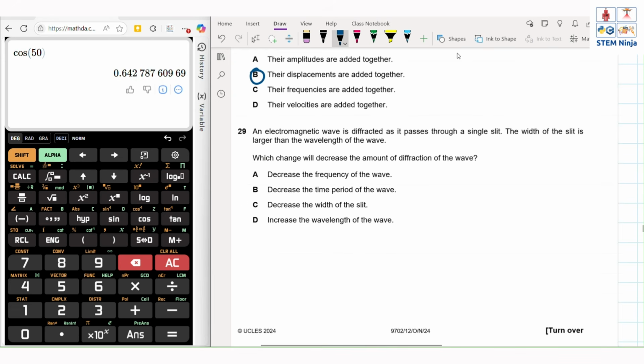An electromagnetic wave is diffracted as it passes through a single slit. The width of the slit is larger than the wavelength of the wave. What change will decrease the amount of diffraction of the wave? Wait, sorry. The width of the slit is larger than the wavelength of the wave. So the question is saying that we need to decrease the amount of diffraction of the wave. If we increase the wavelength of the wave, diffraction increases. If we decrease the frequency of the wave, again, that increases the diffraction.